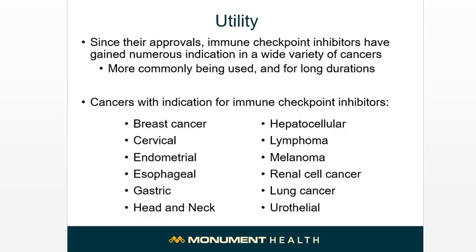Getting into the utility of immune checkpoint inhibitors, since their first approvals, they have gained numerous indications in a wide variety of cancers. They continue to be studied in different settings and have gained first-line therapy as either monotherapy or in combination with cytotoxic chemotherapy in a wide variety of cancers. Due to the great response and benefit of immune checkpoint inhibitors, as well as them continuing to be studied, we can expect them to remain heavily utilized and their use to potentially increase in the future.